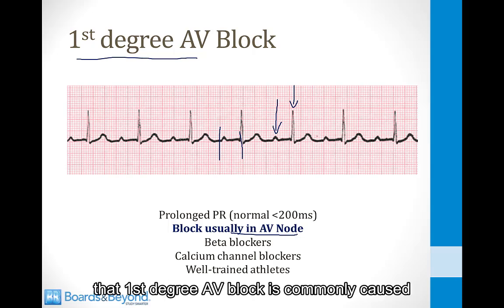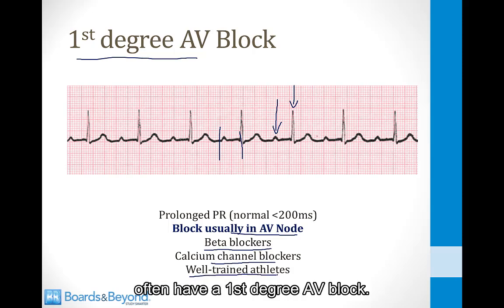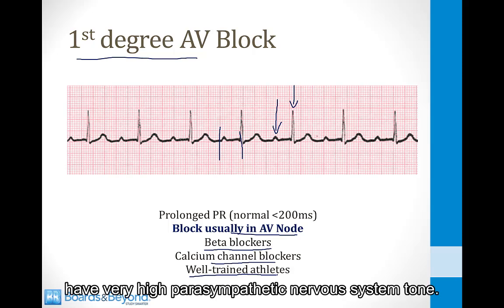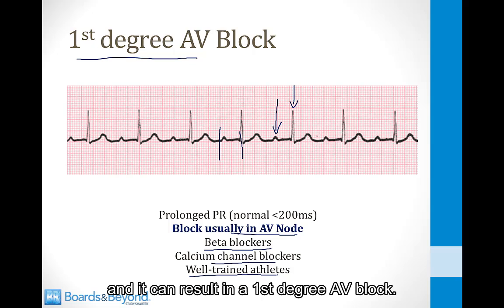And you should be aware that first-degree AV block is commonly caused by circumstances in which conduction through the AV node may be slowed. So, for example, patients on beta blockers often have a first-degree AV block. Patients taking calcium channel blockers often have a first-degree AV block. Well-trained athletes also often have a first-degree AV block. Well-trained athletes, when they are at rest, have very high parasympathetic nervous system tone. This slows the heart rate, but it also slows conduction through the AV node, and it can result in a first-degree AV block.